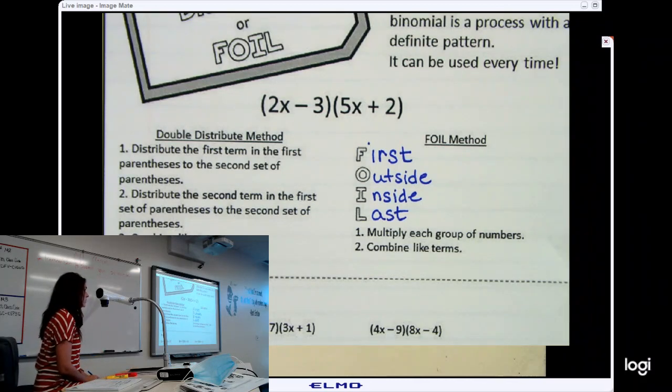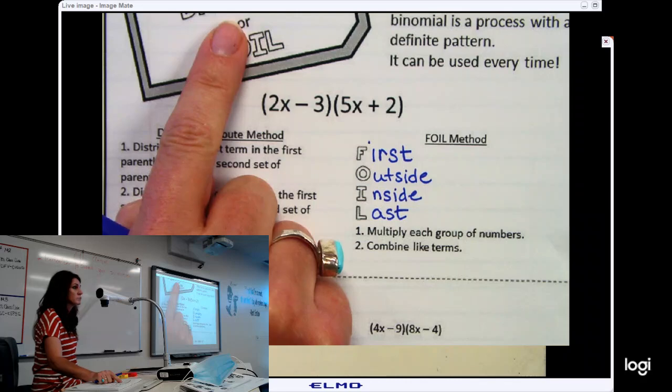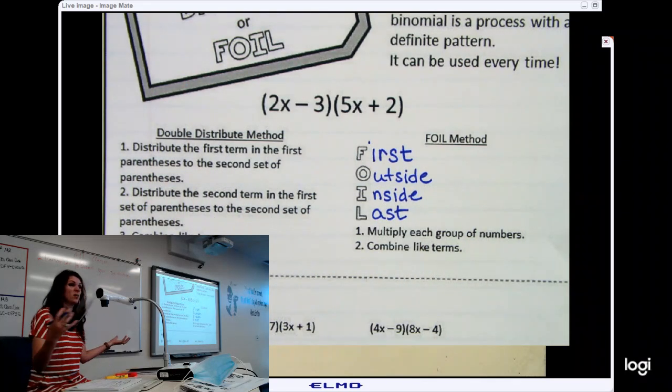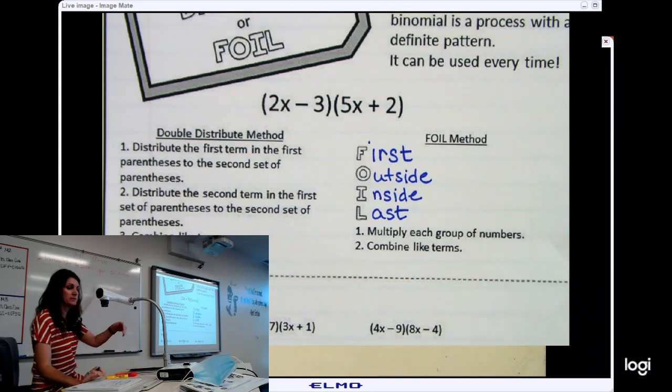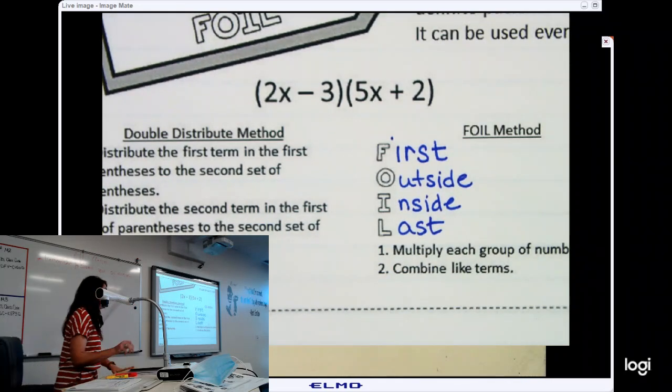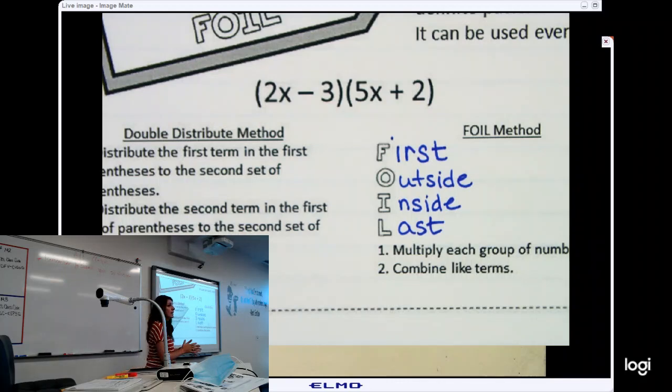Because you guys have kind of already been foreshadowed with the FOIL method, we'll start with that first, and then we'll look at it as double distribute. I have students that like to look at it one way over the other, and they're both right. So that's why I cover both of them, okay? Now, what's important about FOIL is we've got to understand what first, outside, inside, last even stand for, okay?